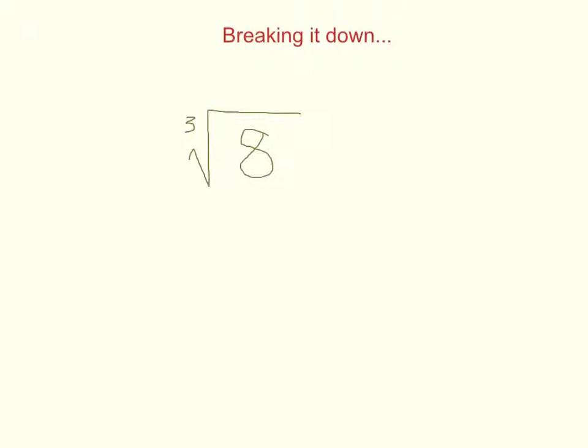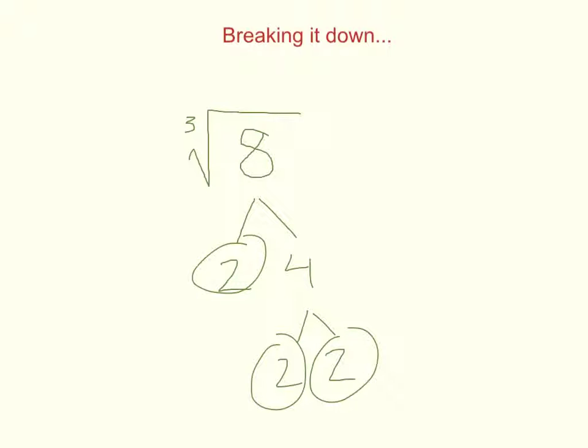So to find the answer, we have to break down what is under the radical. In this case, it's 8. And so what we'll do is we'll break it down, we'll make a tree, and we find that 2 times 4 is 8, and 2 times 2 is 4. So there are 3 2's here. It's the cube root, and so the answer is 2.